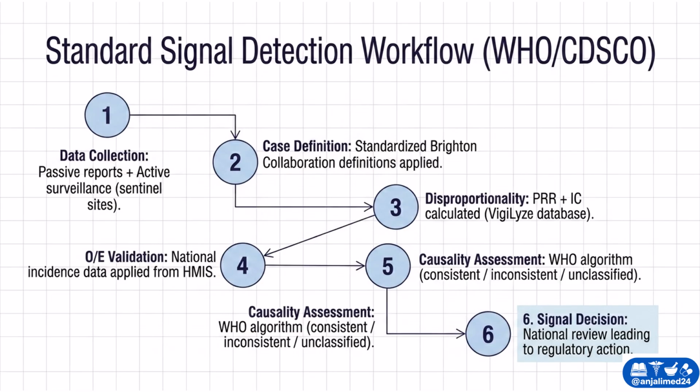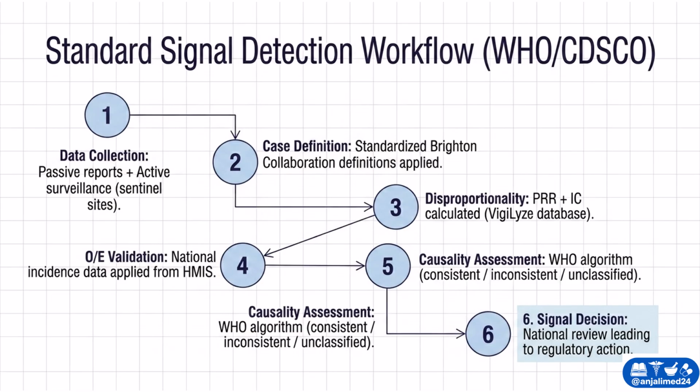Step 5 is the causality assessment. At this stage, the committees apply the WHO causality assessment algorithm to classify the event into categories such as consistent causal association, inconsistent association, indeterminate, or unclassifiable. This process considers factors like timing, biological plausibility, clinical evidence, alternative explanations, and existing scientific literature. This is one of the most critical stages because statistical association alone does not prove causation.